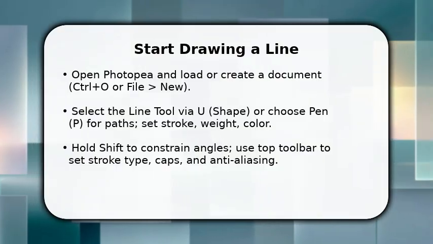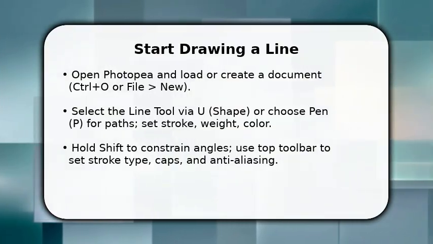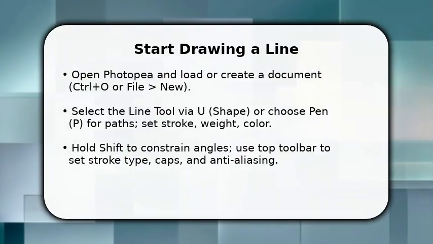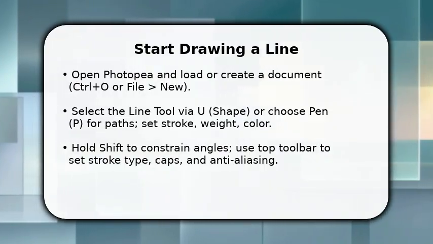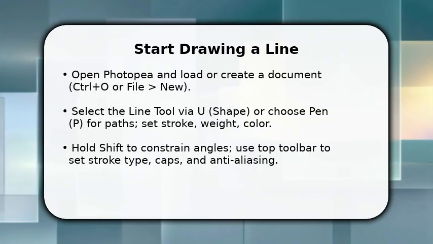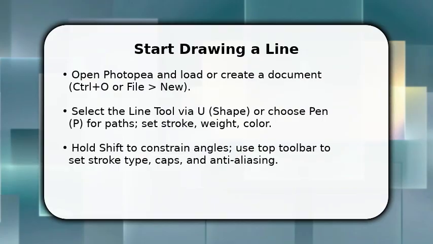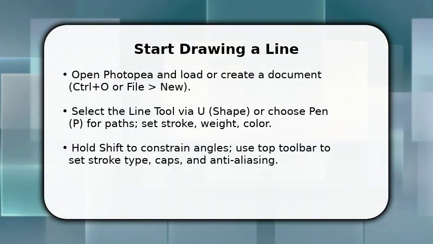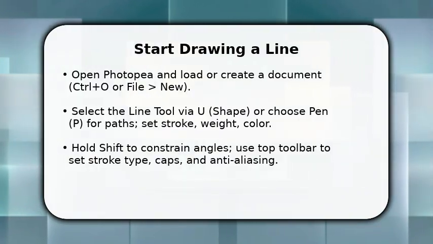You start by opening your image and immediately choosing how you want the line, vector or raster. Select the Line Shape tool, U, for editable strokes, or pick the Pen tool, P, to create precision paths you can edit later. Set stroke color, weight, and cap style in the top bar so the line appears correctly from the first draw. Hold Shift while dragging to lock angles. This makes straight horizontal, vertical, or 30-degree increments for clean, predictable results.